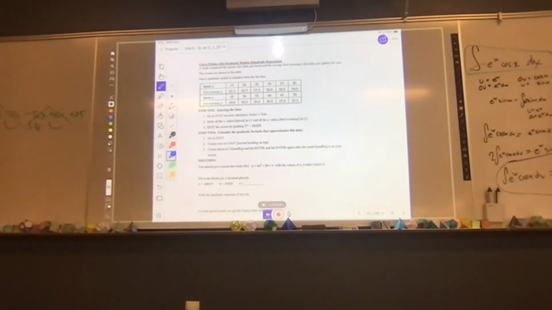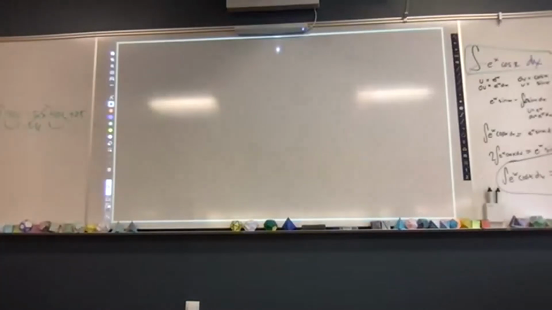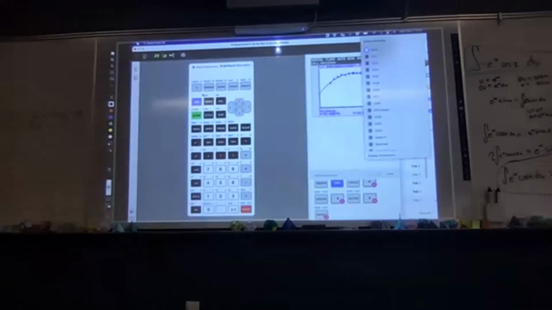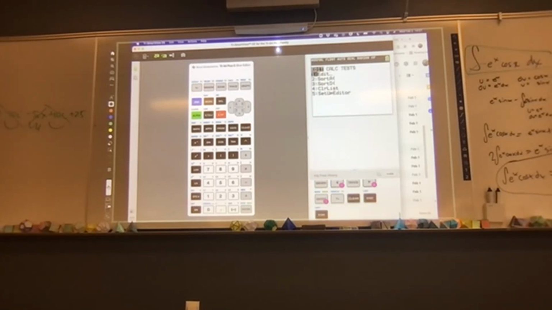Do you remember how to enter data into your calculator? Where do you go? The stat button. Stat. Okay, you see this word problem? How many lists are you entering into this word problem? 4, No. 2. Yeah, you have an input and an output, right? You go to stat, you go to enter, you enter in those lists.